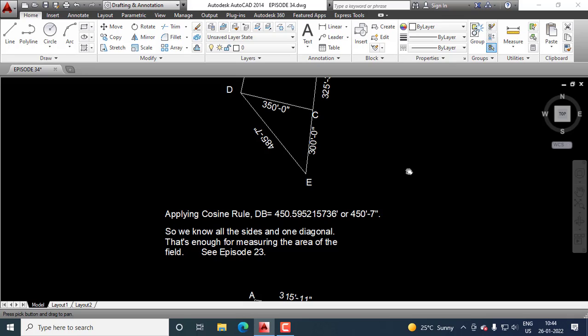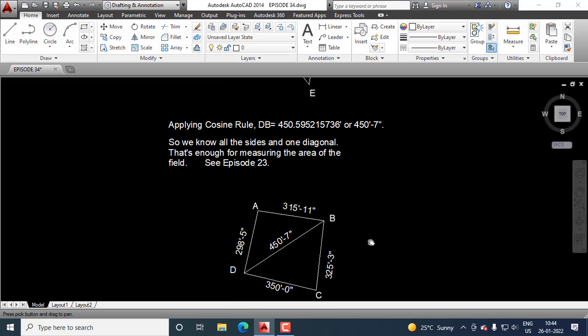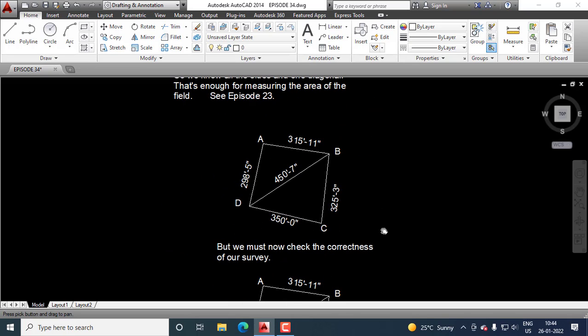So we know all the sides and one diagonal. That's enough for measuring the area of the field. See episode 23. But we must now check the correctness of our survey.